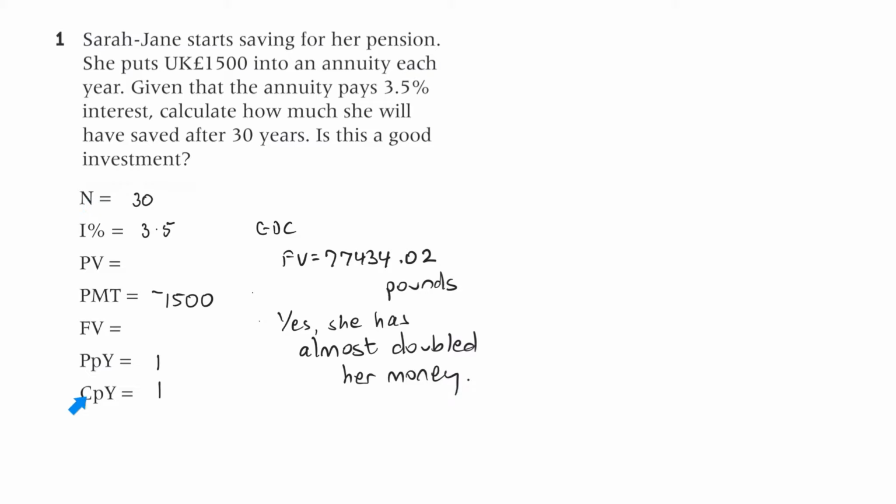Well, this is how it's listed in your calculator. N is 30, the number of years. The interest rate is 3.5. Payment is minus 1,500 because she gives the money to the bank, so it's minus. We're trying to keep these 1 and 1, and we'll adapt these ones up here to suit. And calculate, we've got the future value of £77,434.02. Yes, she has almost doubled her money.